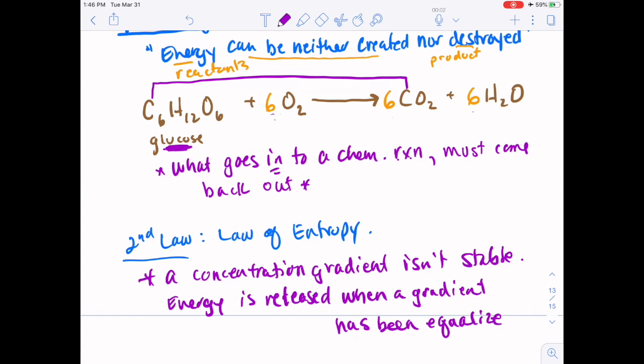All right. So we got the first law of thermodynamics and the second law of thermodynamics. There we go, right there. Concentration gradient isn't stable. Energy is released when the gradient has been equalized.